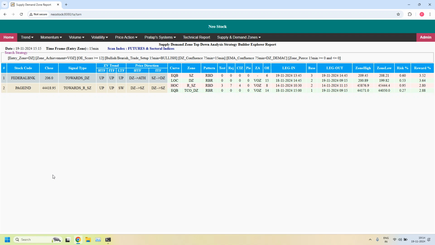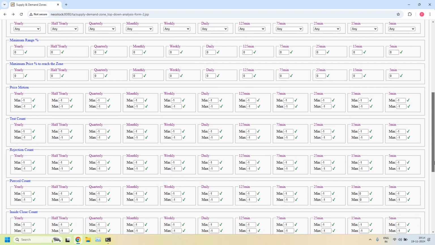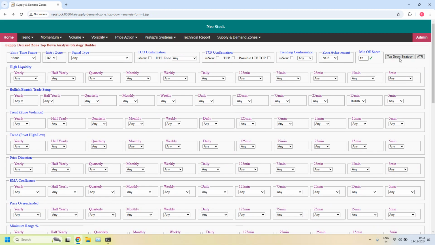Okay, next let us look for LTF, ITF, HTF demand zone confluence among these 2 stocks. I am removing the EMA filter. So the first one is 15 minutes with 75 minutes demand zone confluence. Filter is already enabled. Next, 15 minutes demand zone with daily demand zone confluence. 75 minutes demand zone with daily demand zone confluence. All the 3 filters are enabled. LTF, ITF, HTF demand zone confluence.